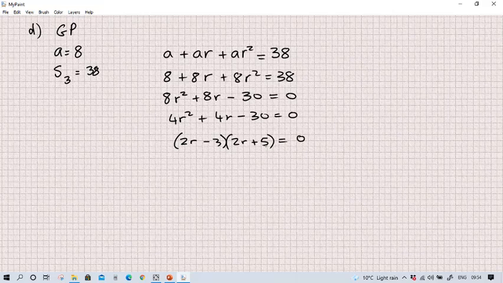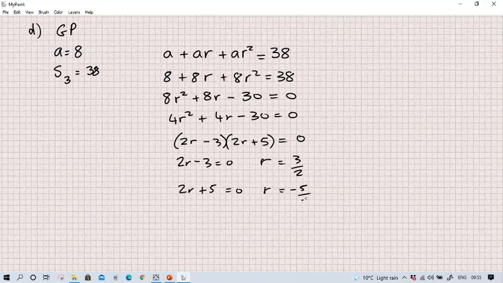When the linear factor 2r minus 3 equals 0, one possible solution is r equals positive 3 divided by 2. For the second factor, 2r plus 5 equals 0, the other solution is r equals negative 5 over 2. So those are our two possible solutions for r. And that's all for this video.